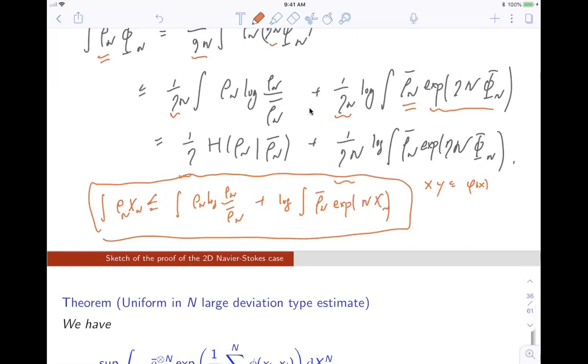So xy is less than phi(x) plus the dual of it. But this is just for two points, right? For the integral, you have a similar one, which is just this, by choosing phi(x) as, for instance, an exponential function.